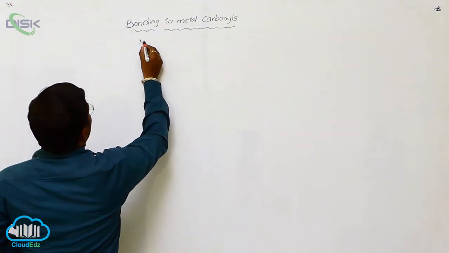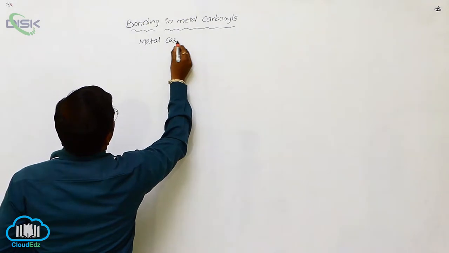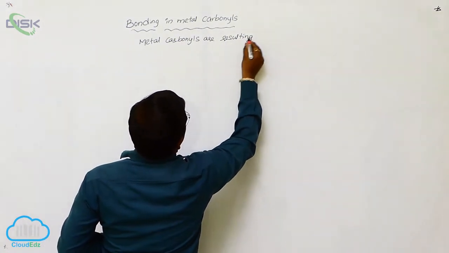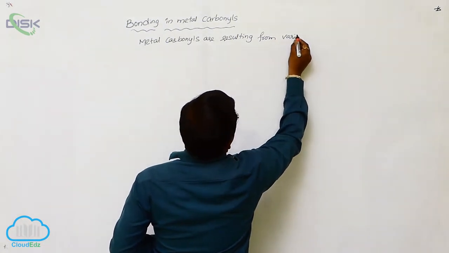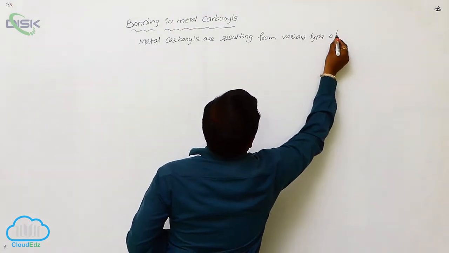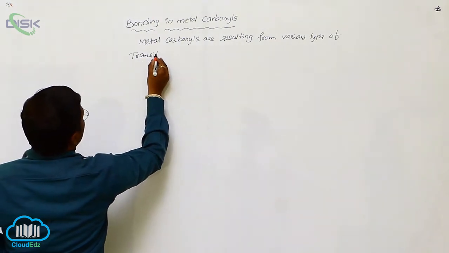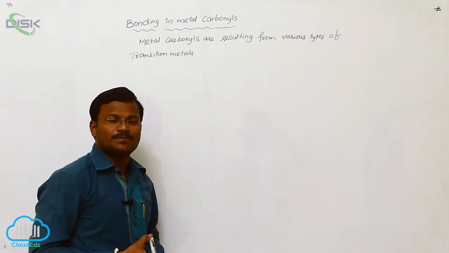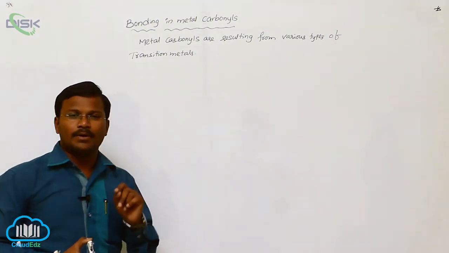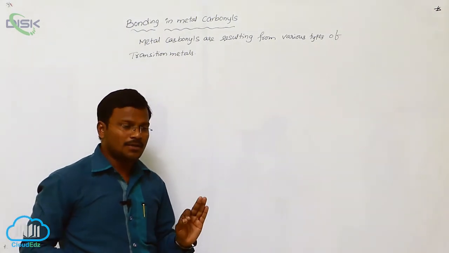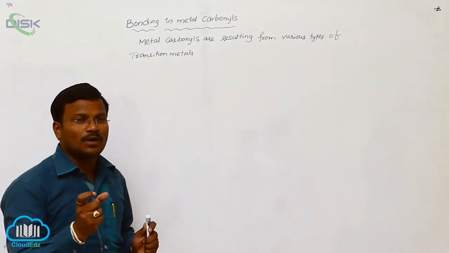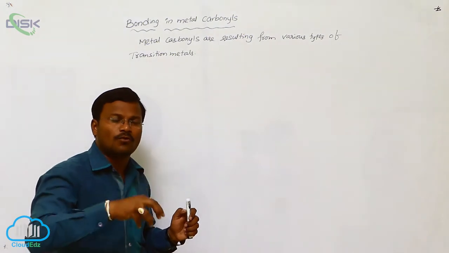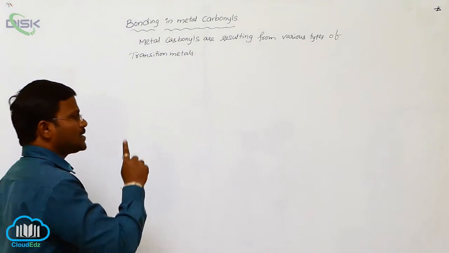So we have to learn that metal carbonyls are resulting from various types of transition metals. First we have to know what metal carbonyls are and what is the difference between coordination compounds and metal carbonyls. Remember, metal carbonyls are coordination compounds only, but they consist of carbonyls as ligands. Only carbonyls are connected to the central metal atom via a coordination covalent bond. Such resulting coordination compounds are called metal carbonyls.